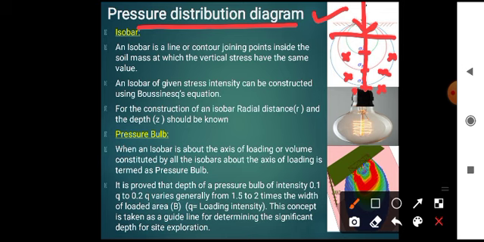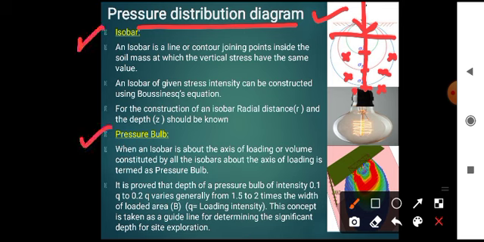In Boussinesq theory, we are considering the point load, and the assumptions were made accordingly. So in this particular condition, when we take up the pressure distribution diagram, normally we will consider the point load only. Now when we take up this pressure distribution diagram, there are two pressure distribution diagrams, namely isobar as well as pressure bulb.